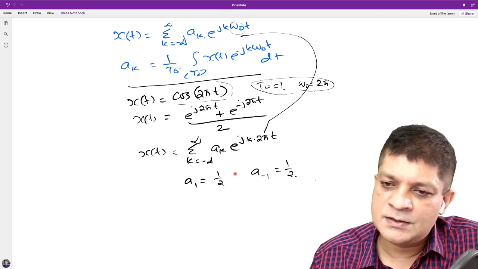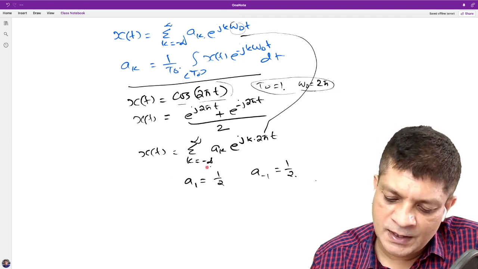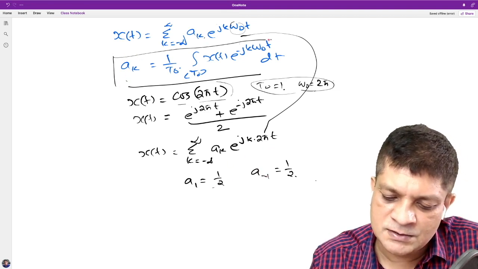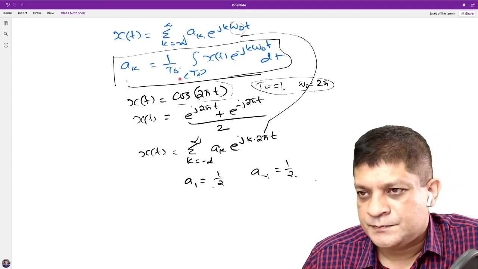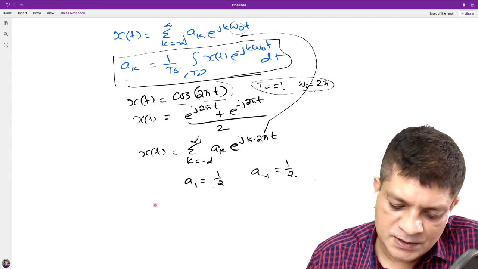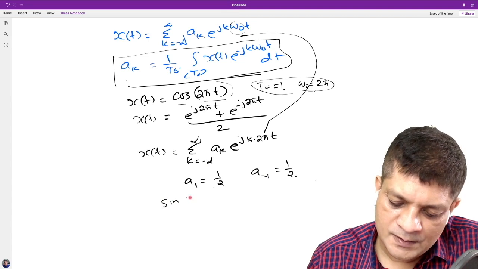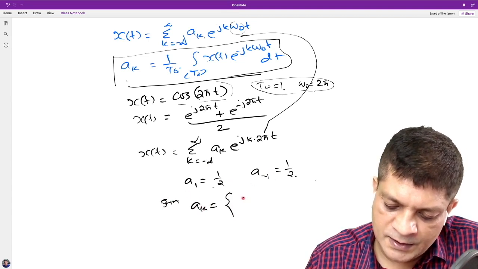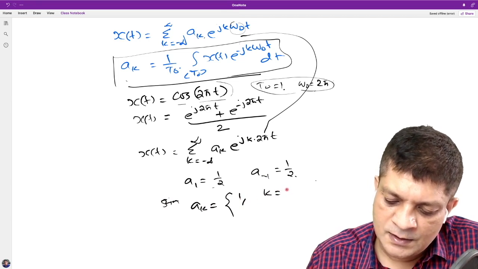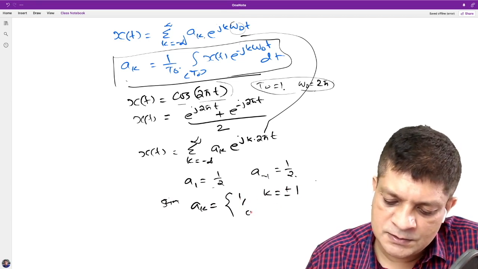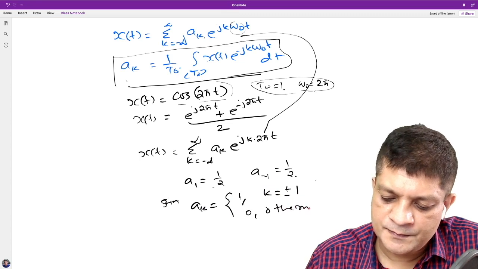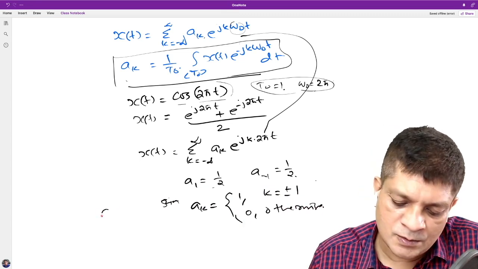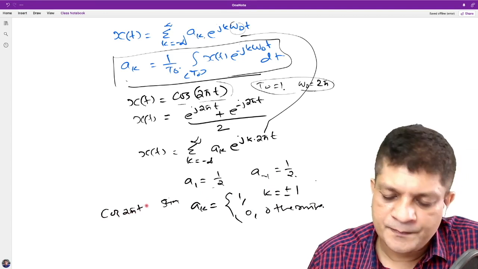So here in this case of cosine signal, we can directly find out the Fourier series coefficients without using this analysis equation. Now tell me what about sine 2πt? So we can write the Fourier series coefficients as a_k is 1 for k plus or minus 1, 0 otherwise, isn't it? These are the Fourier series coefficients of cos 2πt.